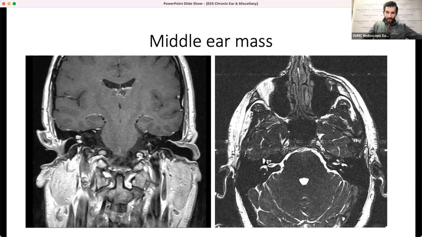And so what you have here is the cochlea. Here's the internal auditory canal and the cranial nerves within it, the vestibule. And then there's this T2 hyperintense area anterior to the vestibule. It's a little funny. You don't really expect to see that there.